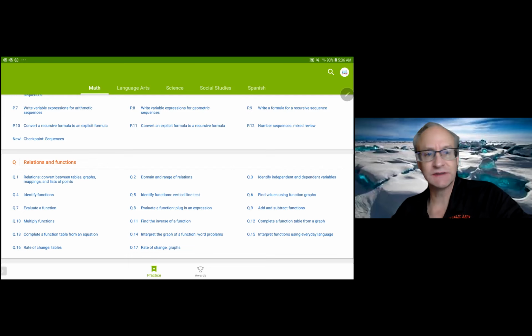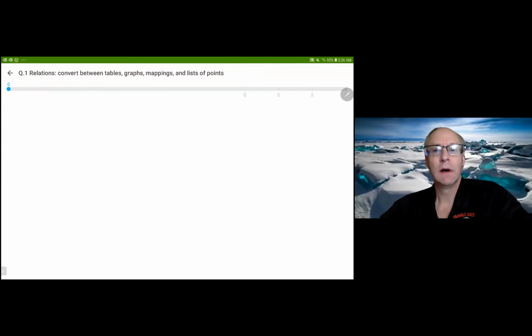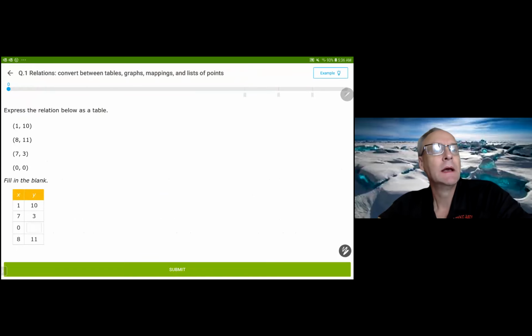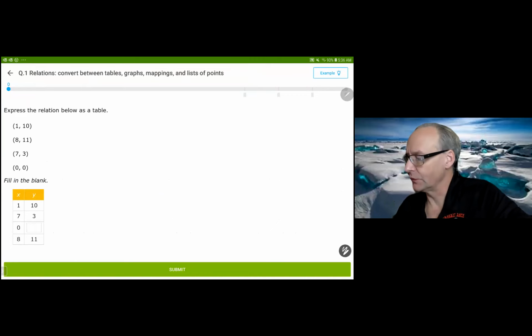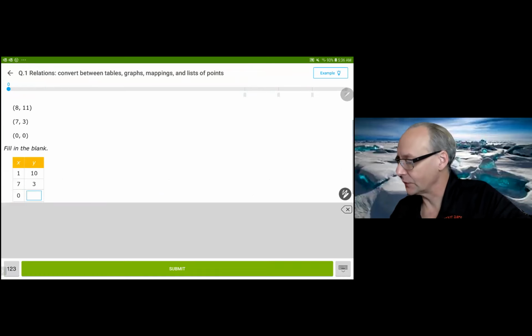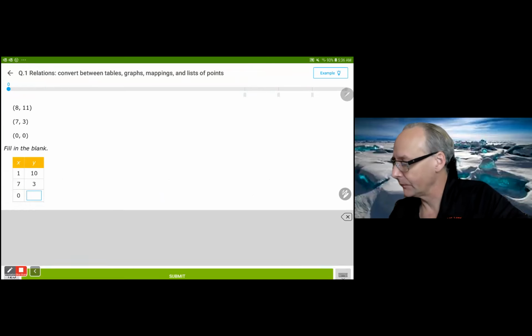So a relation is just a matching of two things. It's a pairing. That's a good way of explaining it. Now we want to express the relation that's below, and 0 goes with 0. So we're supposed to fill it in. It's just a pairing of things. Notice the 7 went with the 3, and the 1 went with the 10, and the 8 went with the 11. And of course, the 0 goes with the 0 that we can see there.